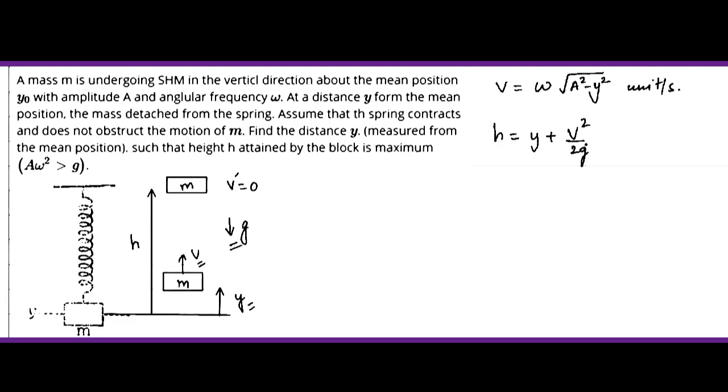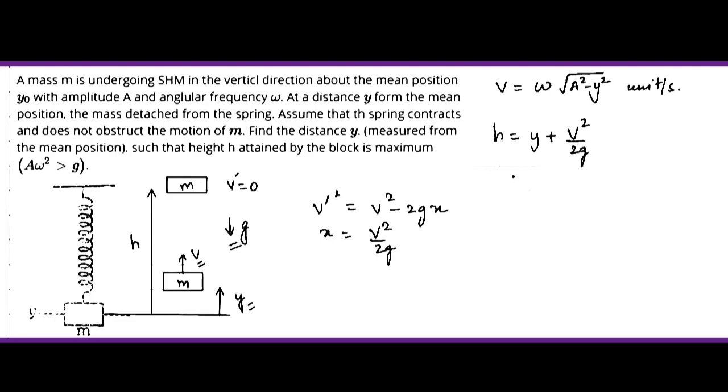Why v square divided by 2g? Because the final speed will be 0 and you can apply the equation of motion: v dash square is equal to v square minus 2g x. Let's say this height is x. So v dash is 0, and you can find x as v square divided by 2g. So this height due to the velocity is v square upon 2g.